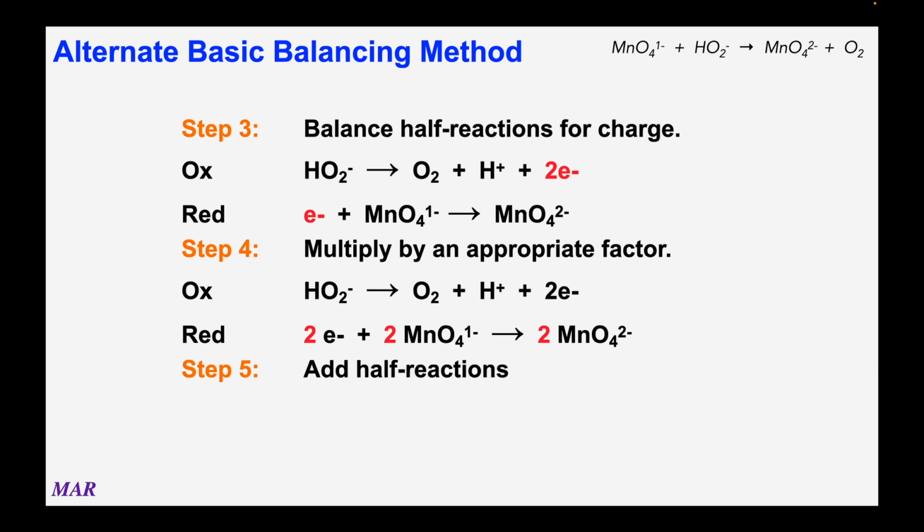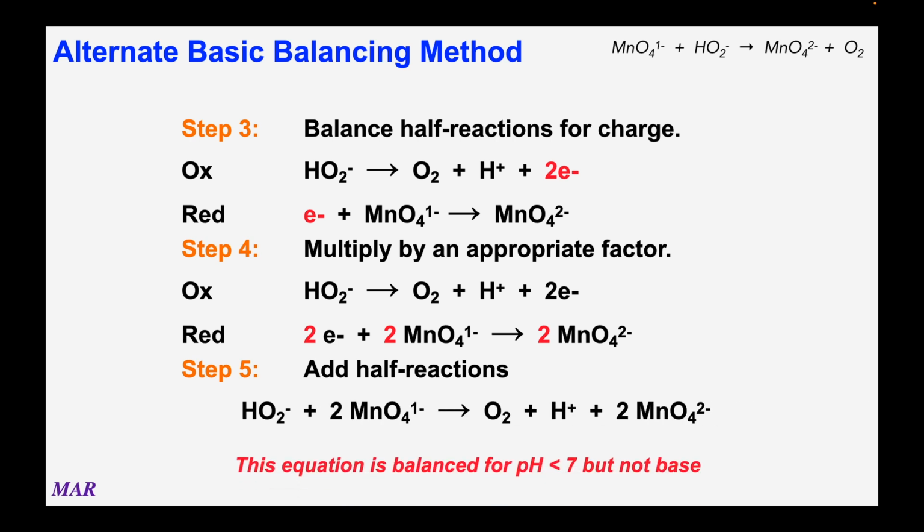Let's add these half reactions together. The electrons will cancel out. You end up then with HO2 minus plus 2 permanganates, MnO4 minus, and that goes to oxygen gas plus H plus plus 2 manganates, MnO4 2 minus. And this equation is now balanced, but for pHs less than 7. So this reaction is balanced for acid.